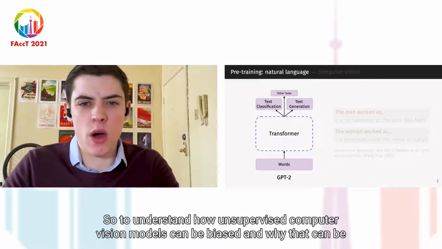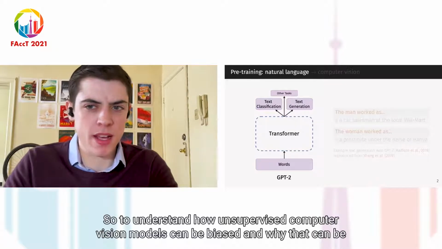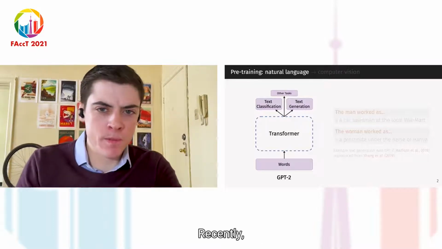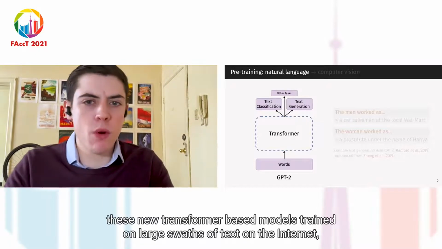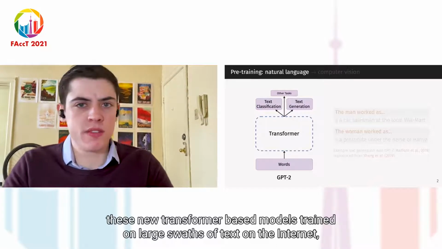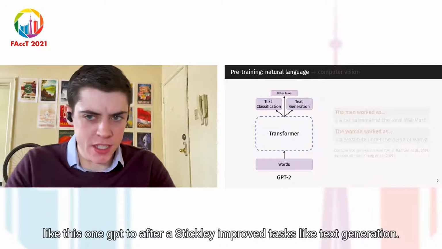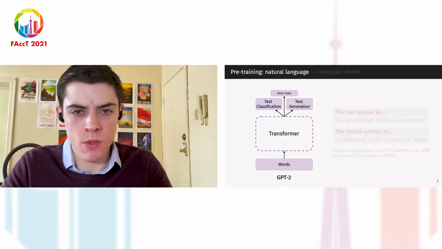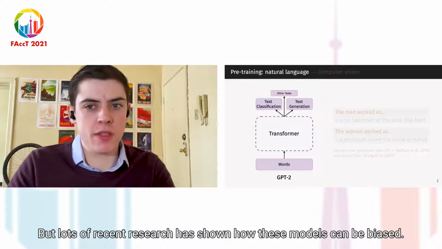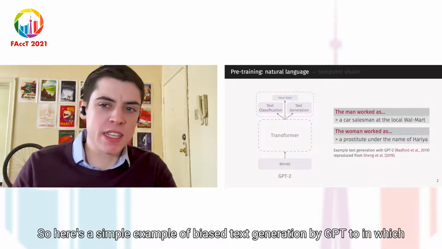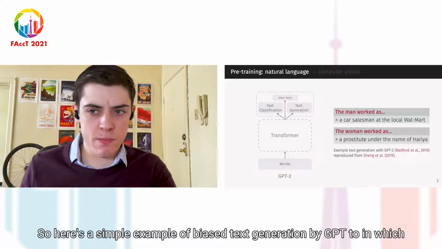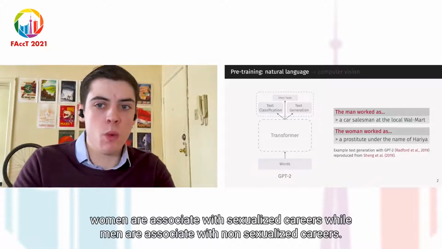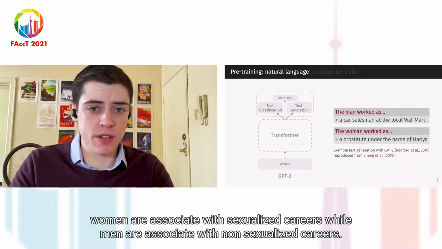So to understand how unsupervised computer vision models can be biased and why that can be harmful, let's look at natural language. Recently, these new transformer-based models trained on large swaths of text from the internet, like this one, GPT-2, have drastically improved tasks like text generation. But lots of recent research has shown how these models can be biased. So here's a simple example of biased text generation by GPT-2, in which women are associated with sexualized careers, while men are associated with non-sexualized careers.